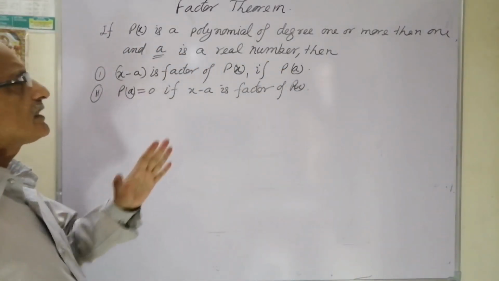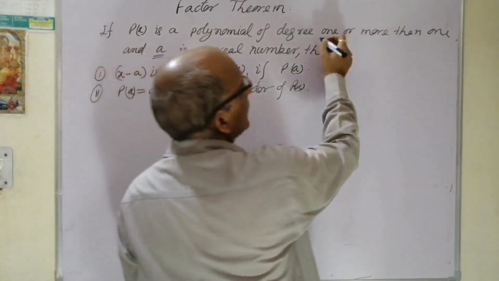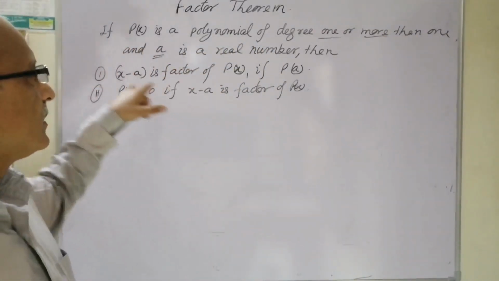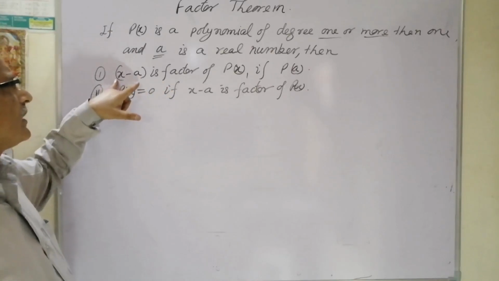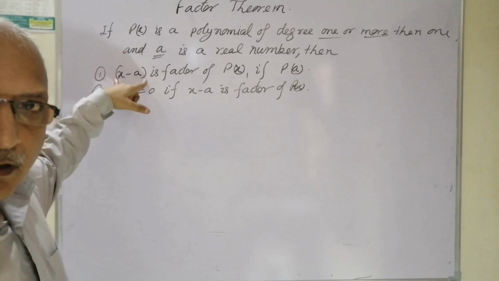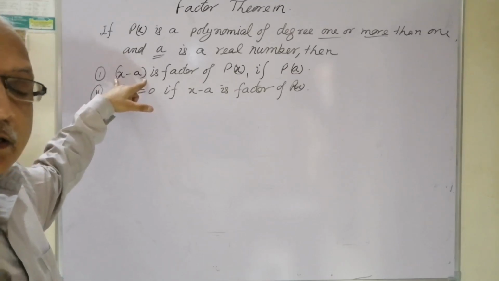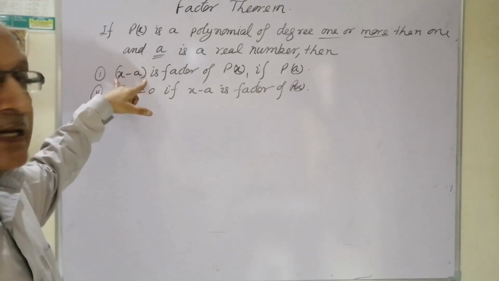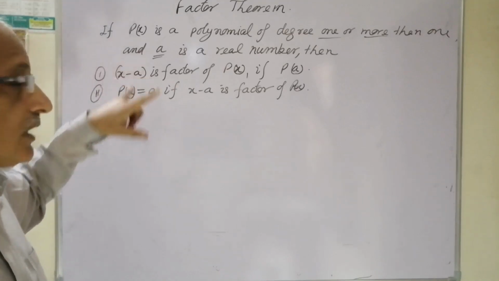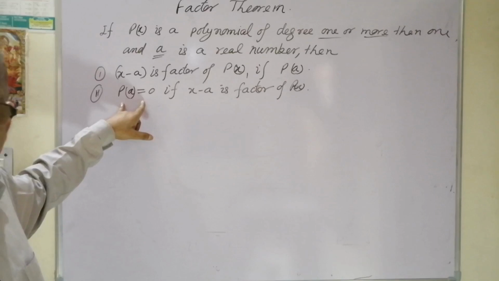First of all, we are going to consider p(x), a polynomial of degree 1 or more than 1, and a is a real number. Then if a is a real number, I think it is very clear x minus a is a linear polynomial. Go to the remainder theorem, think on that. In the remainder theorem what was said: if p(x) is divided by the linear polynomial x minus a, the remainder is p(a). It is the remainder only.